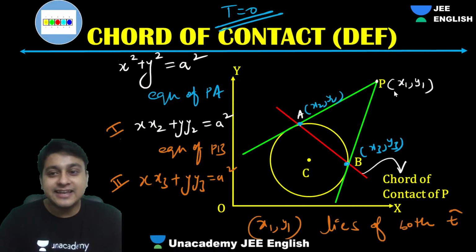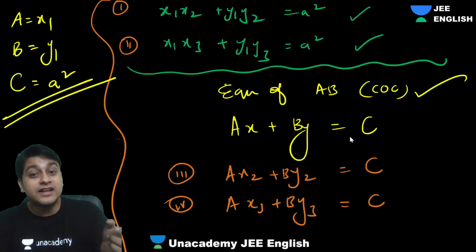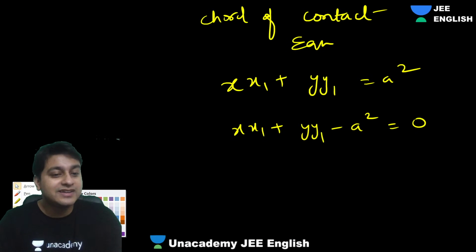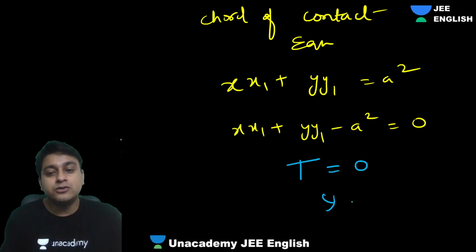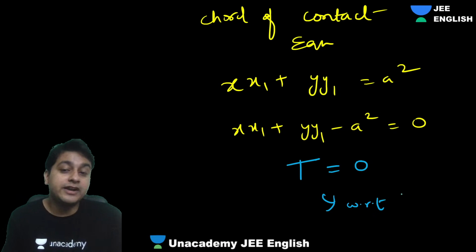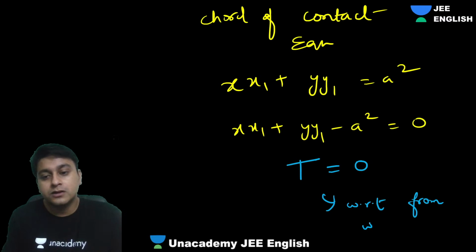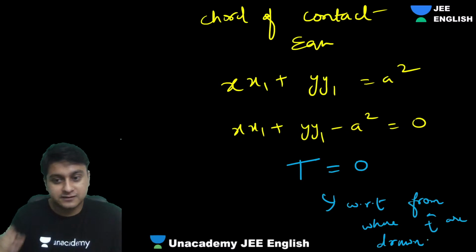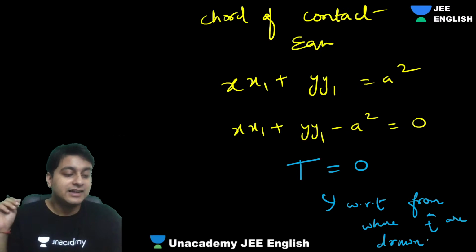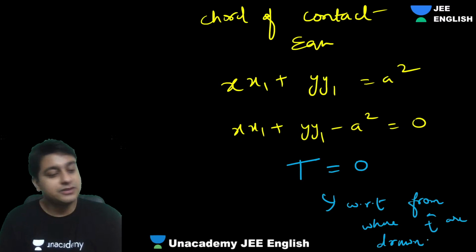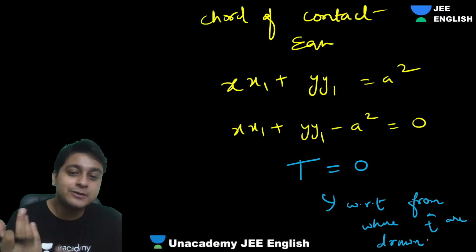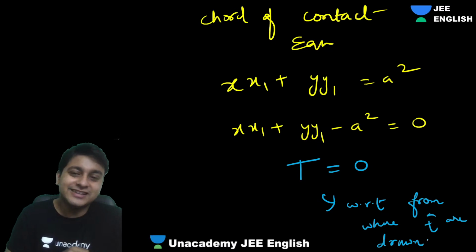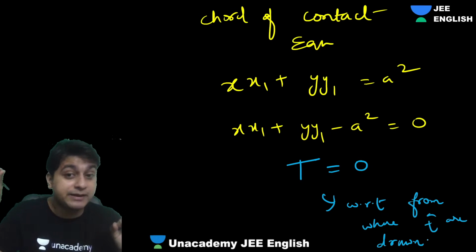Understood? So guys, x1, y1 was this point. Still we got an equation as some T equal to 0. The equation of chord of contact is also coming as T equal to 0, but with respect to the point from where tangents are drawn. Right? Everyone clear? Great. Understood? So guys, don't think that, sir, tangent equation is also T equal to 0, chord of contact is T equal to 0, then what's the difference? Guys, the difference is the point which you are keeping.